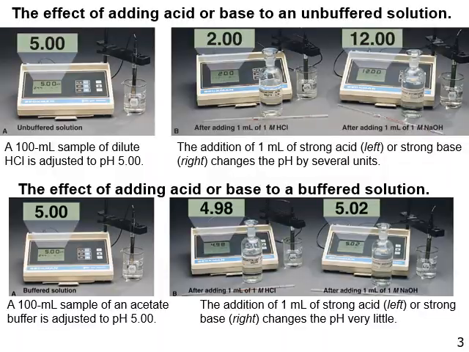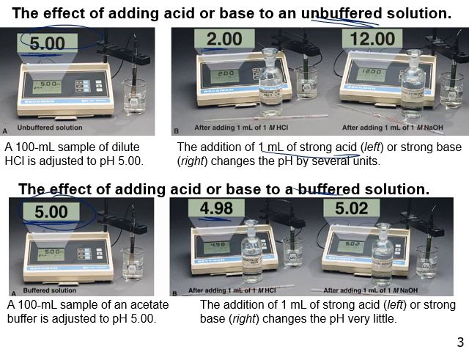How exactly does a buffer work? For example, you can see here on the top panel an unbuffered solution, meaning it has no buffer in it. And in the bottom, we have a buffer solution. The initial pH of both of these is 5. If you take these solutions and add 1 ml of strong acid to each of them, what happened to the unbuffered solution? pH went from 5 to 2. Whereas in the case of the buffered solution, pH went from 5 to 4.98. So it resisted the change in pH.